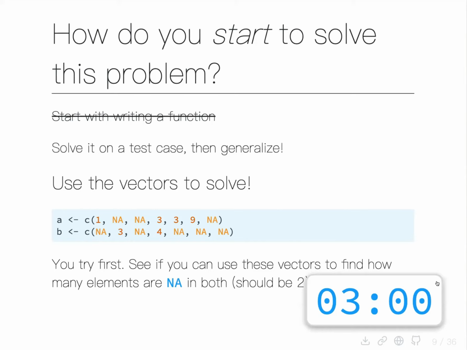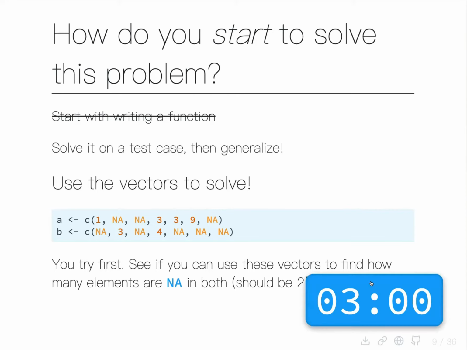All right, so what I'm asking you to do here is copy this code, take A and B, and don't write a function, but just try to write code that will count when they're NA for both of them. Okay, so I'm going to give you 3 minutes here. And the end result here should be 2. Okay, so go ahead and give that a try. See if you can figure out a solution.